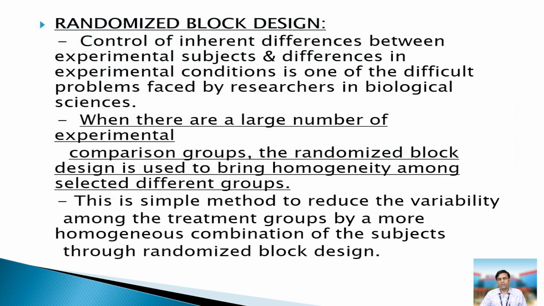Now, another type of true experimental research design is randomized block design. Here, the control of inherent differences between experimental subjects and differences in experimental conditions is one of the difficult problems faced by the researcher in biological sciences. When there are a large number of experimental comparison groups, the randomized block design is used to bring homogeneity among the selected different groups. This is a simple method to reduce the variability among the treatment groups by a more homogeneous combination of the subjects through randomized block design.